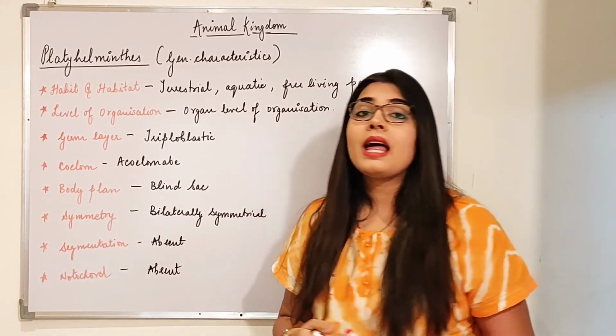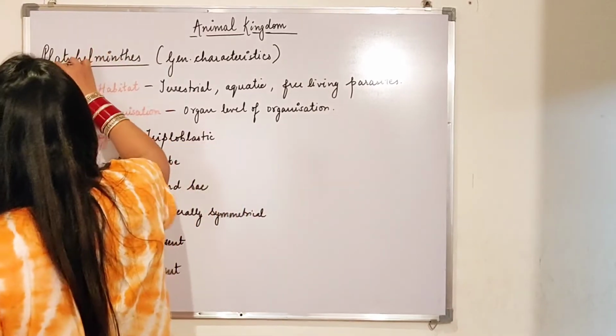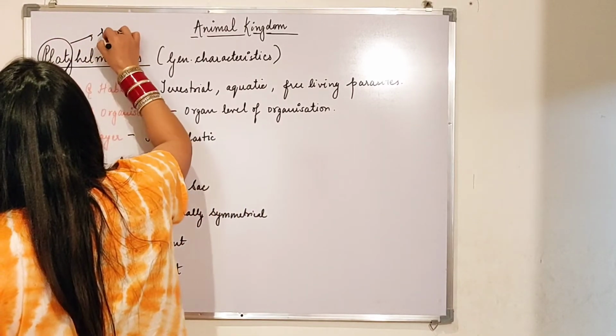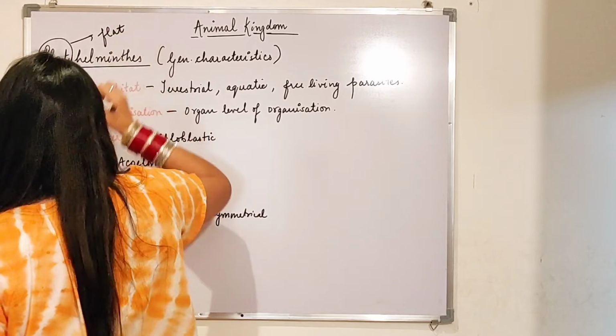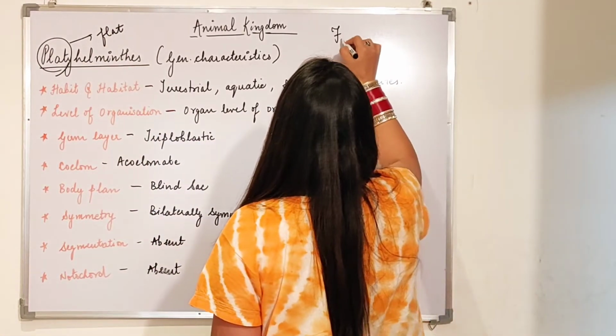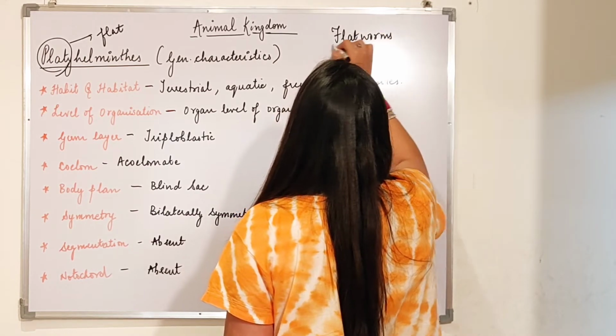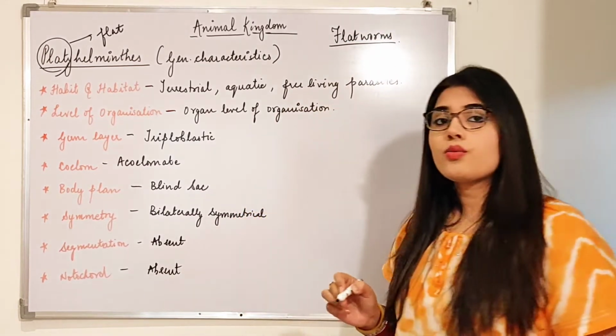So, beta, Platyhelminthes. Platy means flat. Platyhelminthes are also known as the flatworms.